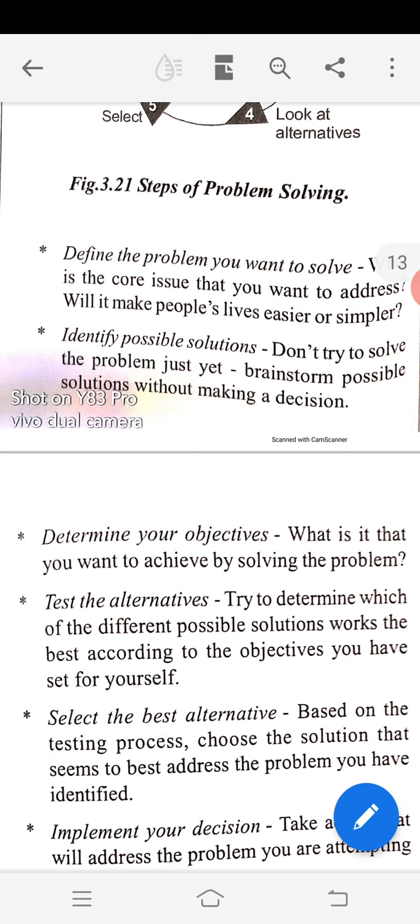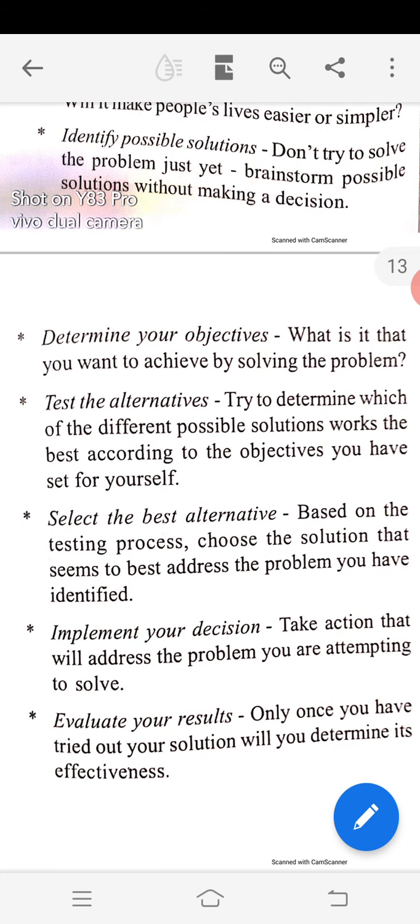From that, we find out what different possible solutions there are to solve the problem. Then select the best alternative from the different problem-solving approaches, choose one solution, and it will be applied. The next step is to implement your decisions.